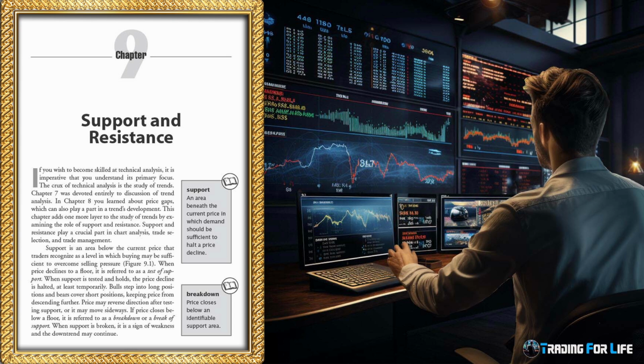Support and resistance play a crucial part in chart analysis, trade selection, and trade management. Support is an area below the current price that traders recognize as a level in which buying may be sufficient to overcome selling pressure. Figure 9.1. When price declines to a floor, it is referred to as a test of support. When support is tested and holds, the price decline is halted, at least temporarily. Bulls step into long positions, and bears cover short positions, keeping price from descending further. Price may reverse direction after testing support, or it may move sideways.